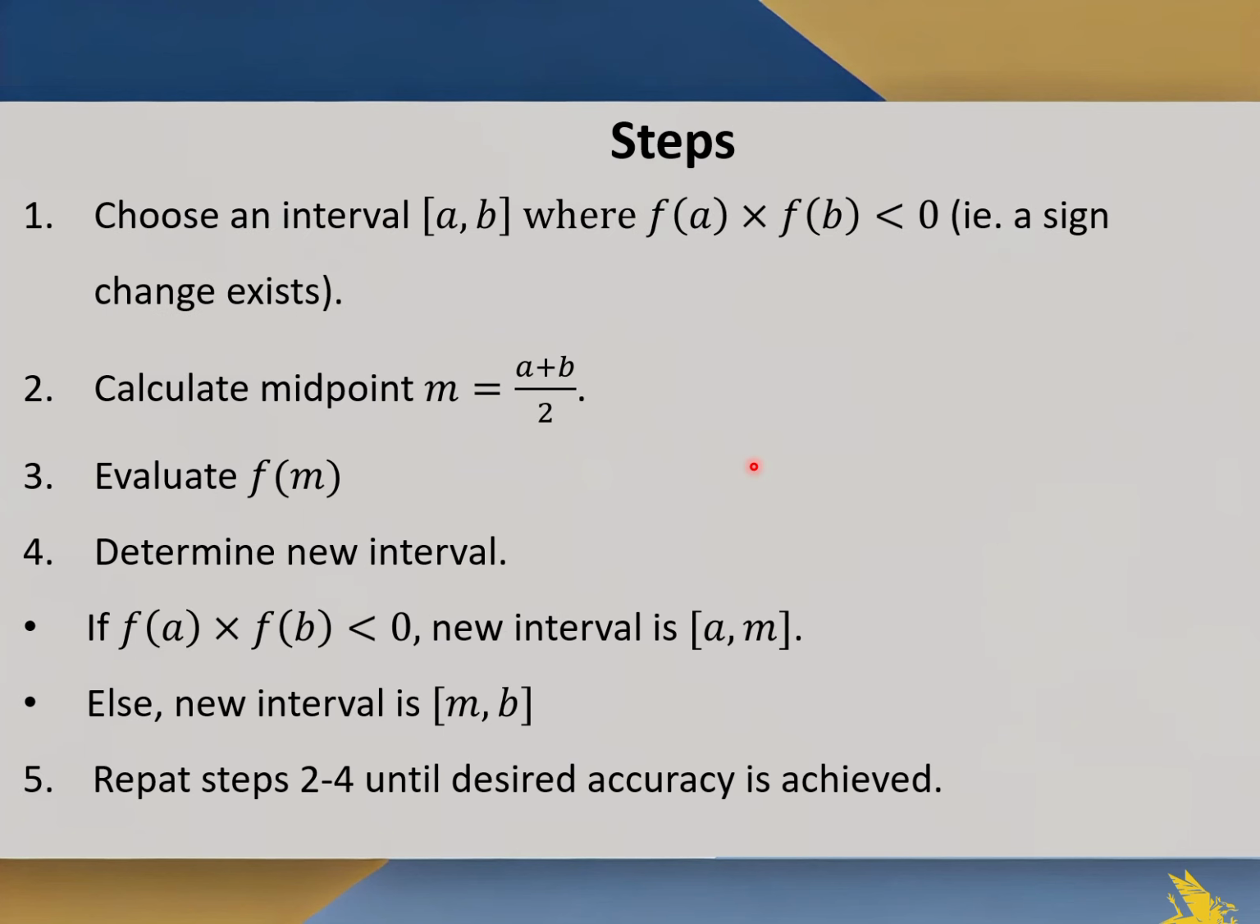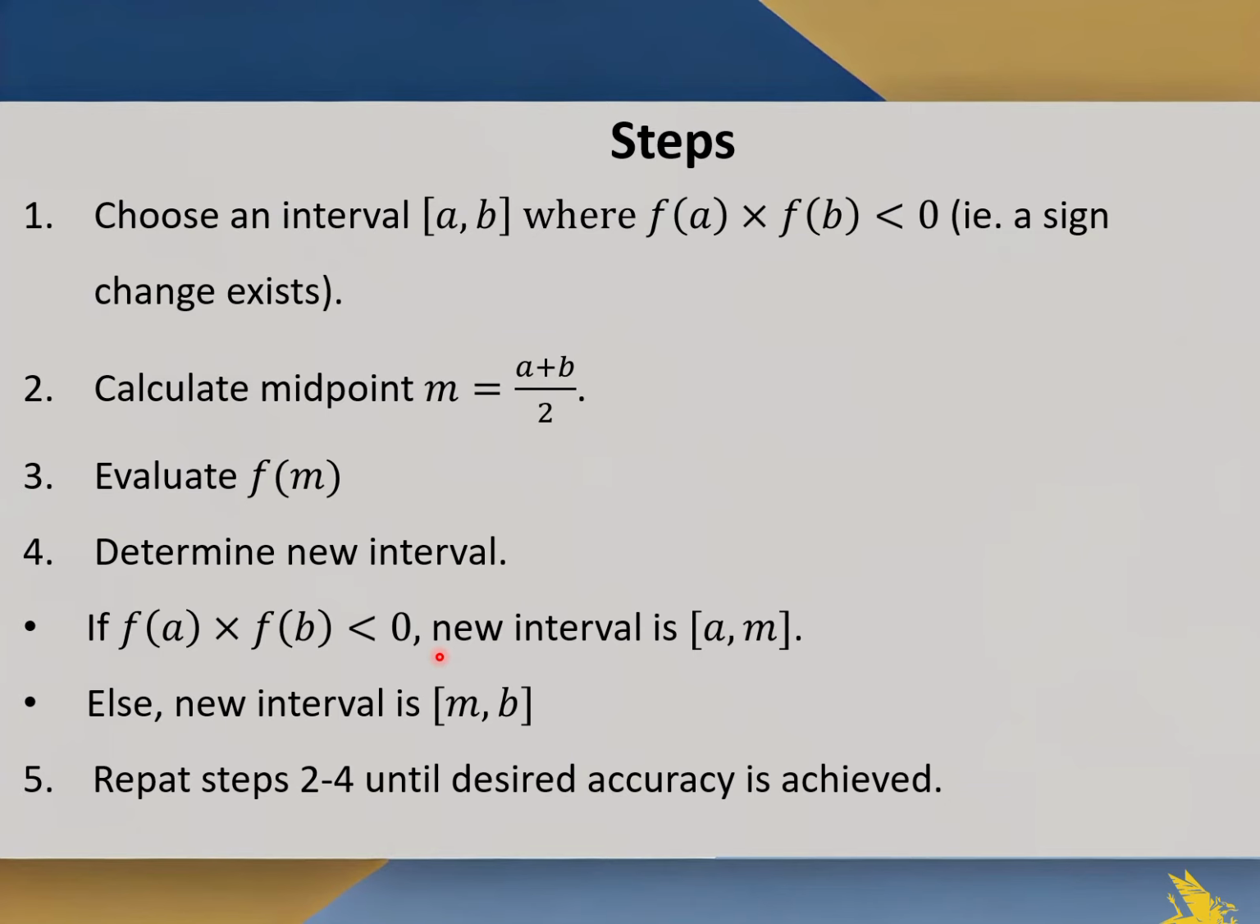So the first thing we need to be thinking about is we need to pick an interval where a sign change exists. So f of a times f of b is always going to be less than zero, and that means there is a root between them. We will then calculate the midpoint. We'll evaluate that point in the function, and then we're going to determine again our two points that we're going to use, and that will be based on if those two points are less than zero.